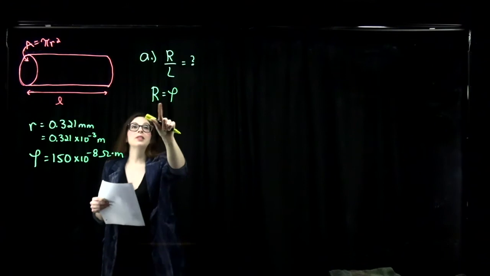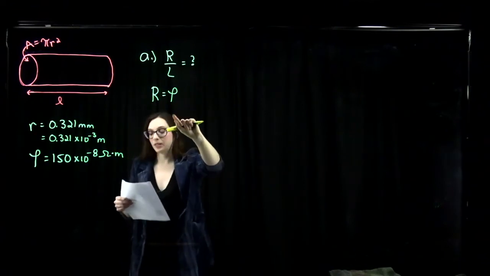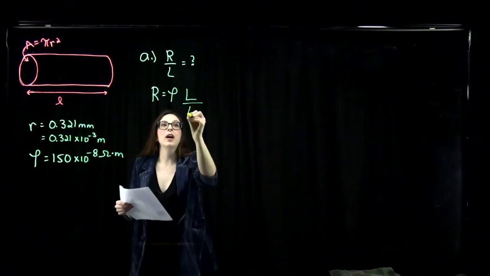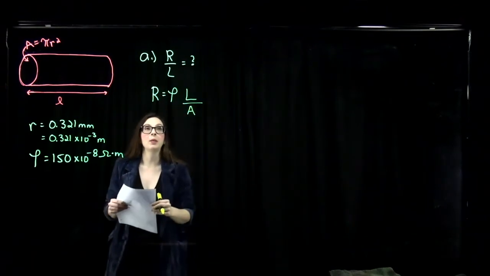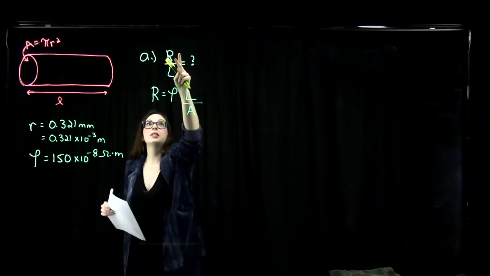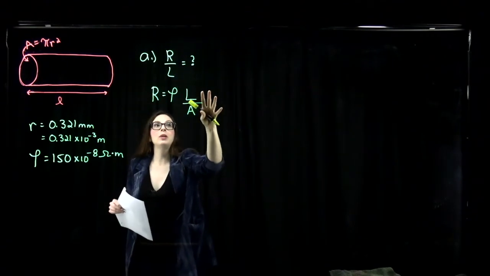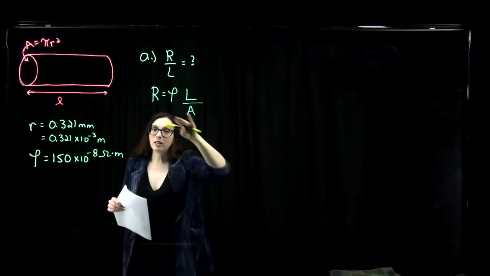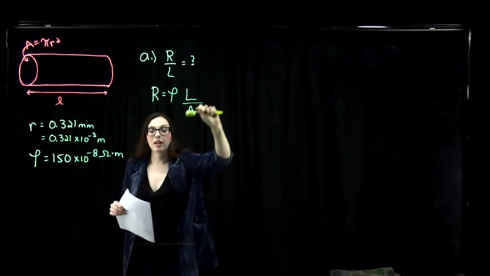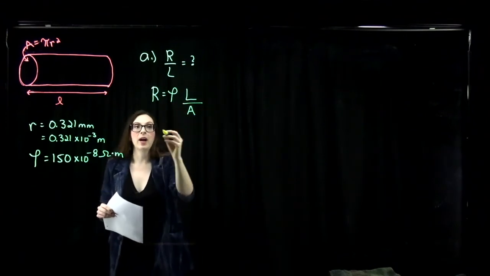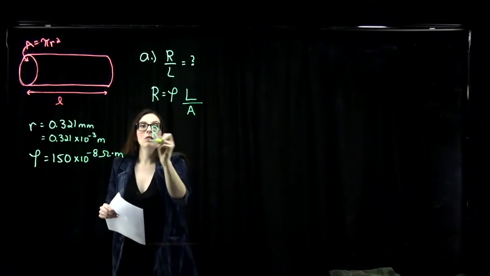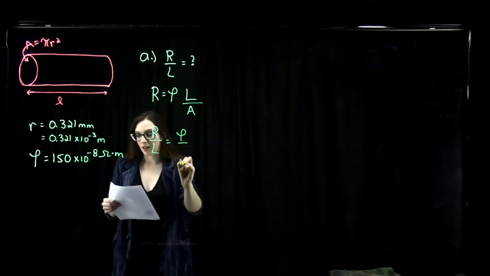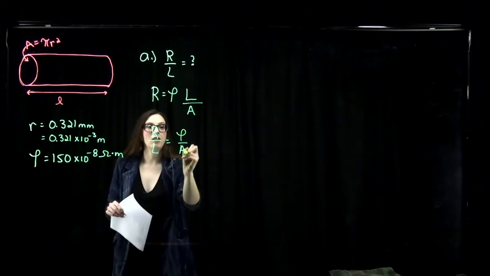So we have our resistance is equal to our resistivity of the material times the length of the material divided by its cross-sectional area. We're looking for the resistance per unit length, so we just divide both sides by L. If we divide this side by L, we get rid of this L, then we have to divide this side by L. So R over L is equal to the resistivity divided by the area.